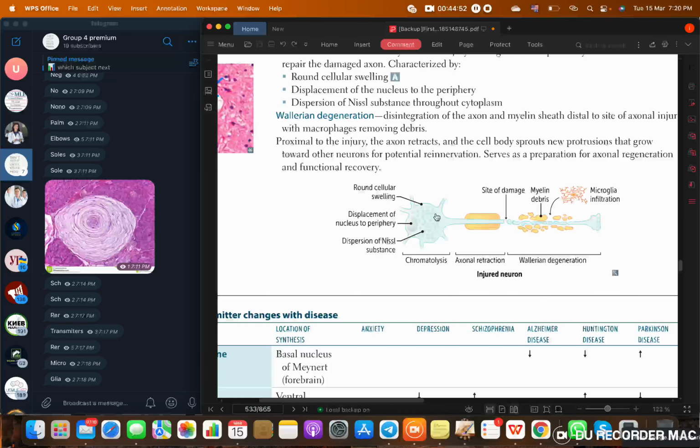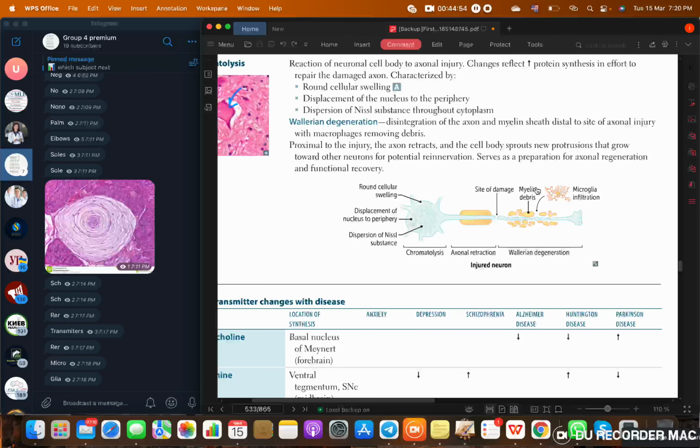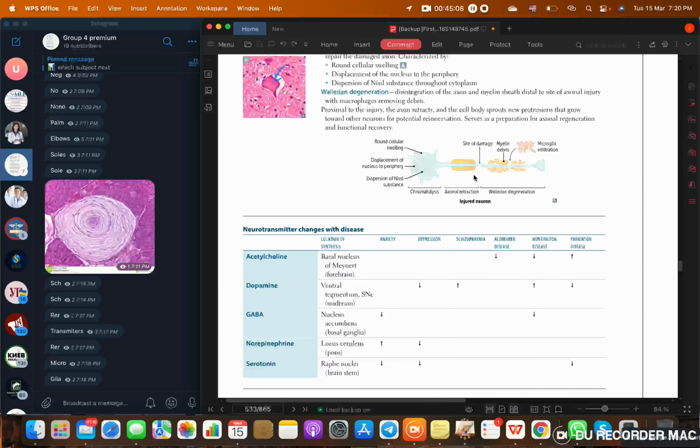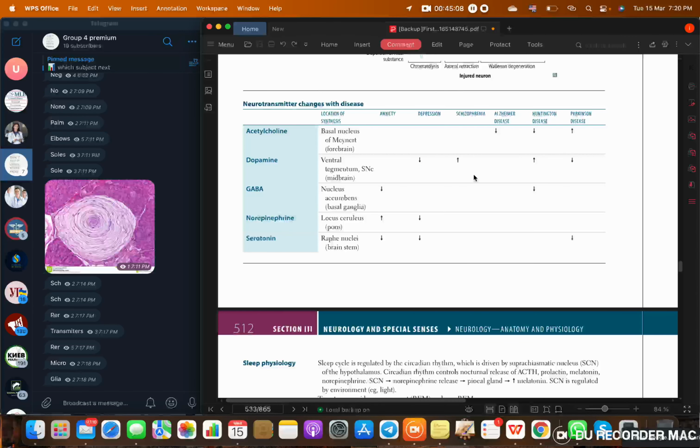So they write, proximal to the injury, the axon retracts, and the cell body sprouts a new projection that grows towards the neurons for potential re-innervation. It serves as a preparation for axonal regeneration and functional recovery. So neurotransmitter changes with the disease. Which disease is associated with which neurotransmitter? Acetylcholine, first of all. The acetylcholine is produced by the basal nucleus of Meynert, which is located at the forebrain. I have to show you this.